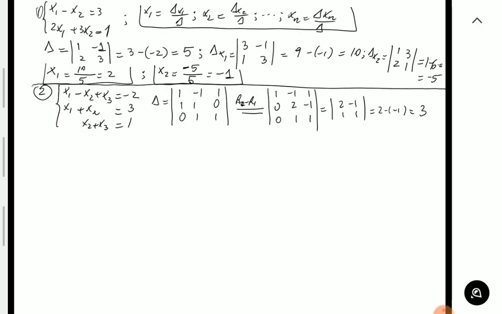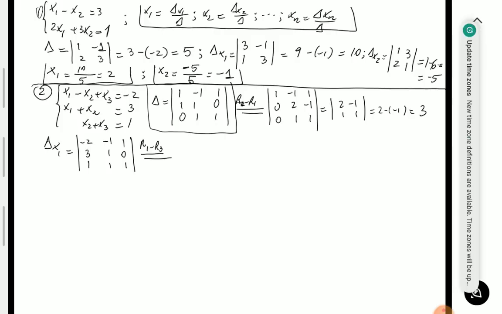All right, moving on with delta x1. We're going to replace 1, 1, 0 with negative 2, 3, and 1. So you pay attention to the first column here, and then copy the other columns: negative 1, 1, 1, 0, 1. Now let's subtract row 3 from row 1, so row 1 minus row 3. Then we're going to have minus 2 minus 1, that's negative 3.